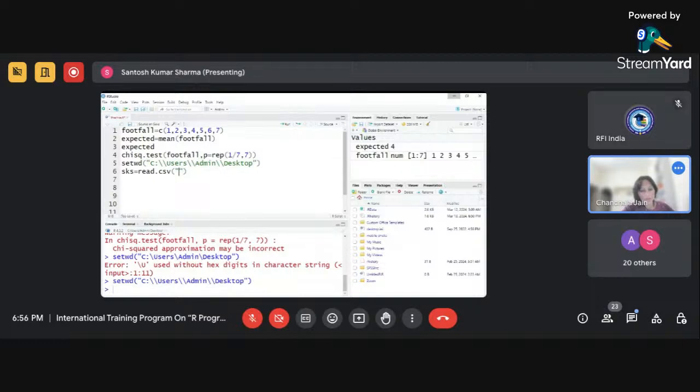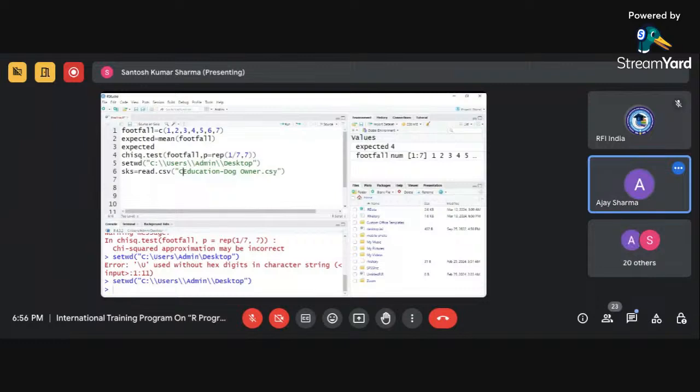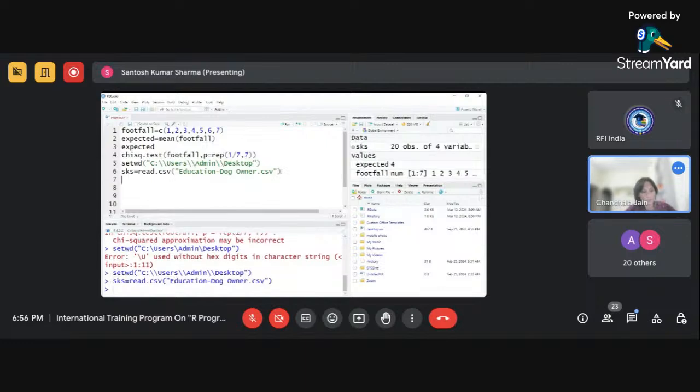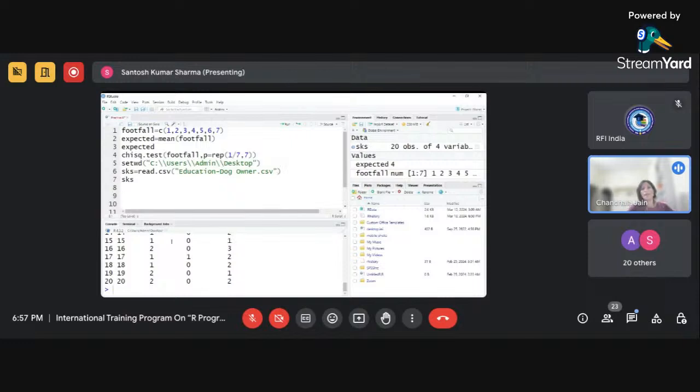Paste. And after that, put the extension of the file, that is .csv. Yeah, remove that part. Now control enter. Now SKS and enter. SKS, you can see your data. Data is available, right? Now perform the chi-square.